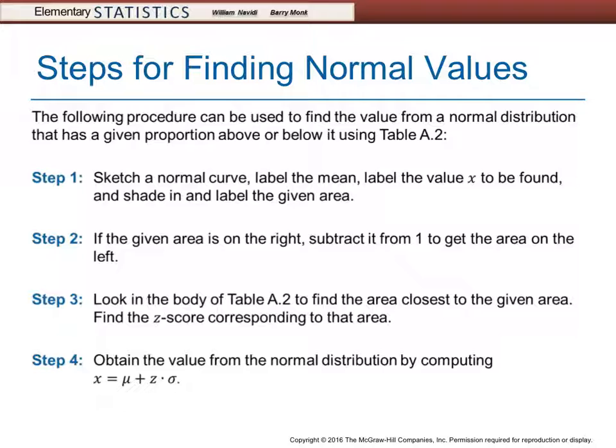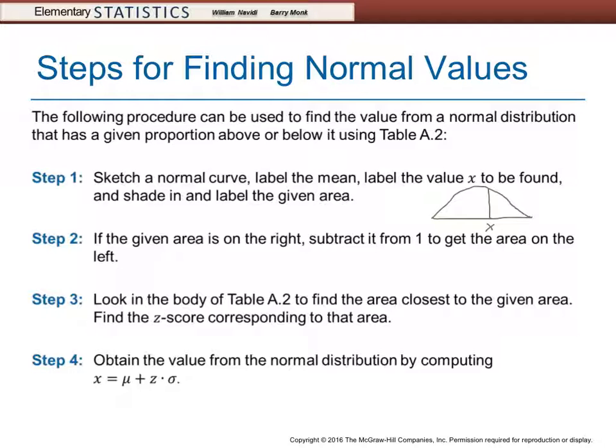So our idea here is the steps for finding the normal values given a particular z-score value. We sketch the normal curve, label the mean and the value x to be found, shade the area, and label the given area. So for example, if I have the normal curve and I want to find x, the question is: do I want to find the area to the left or to the right?